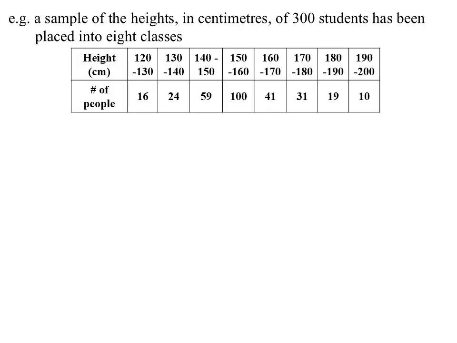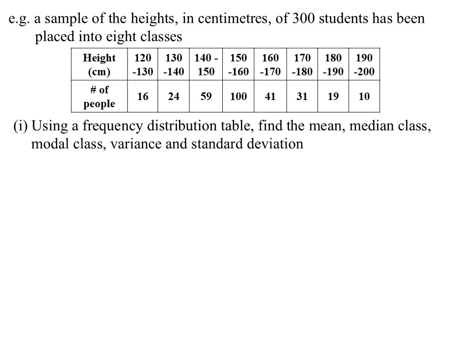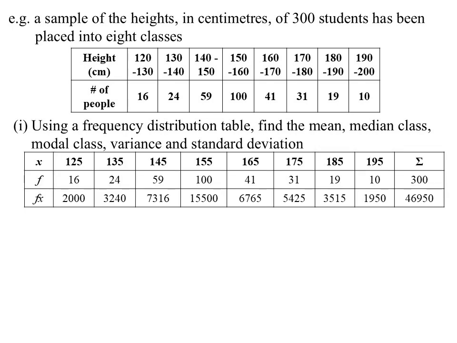So here we go. Sample of heights. There are my classes, every 10 centimetres. 300 students have been placed into those 8 classes. We're going to draw up our frequency table and find the mean. It'll be a median class, not a median, and a modal class, not a mode, the variance and the standard deviation. So there's my frequency. To work out the mean, we need the fx as well.